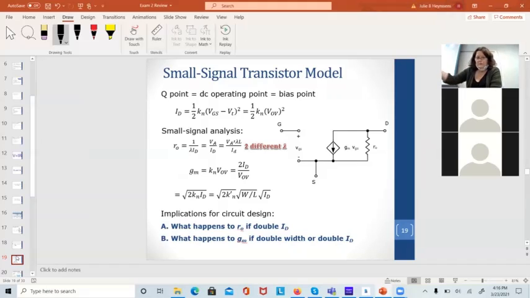This is the small signal. This is what Sean was asking about. This is the small signal transistor model. Again, I have the ID equation. You may have to calculate ro.